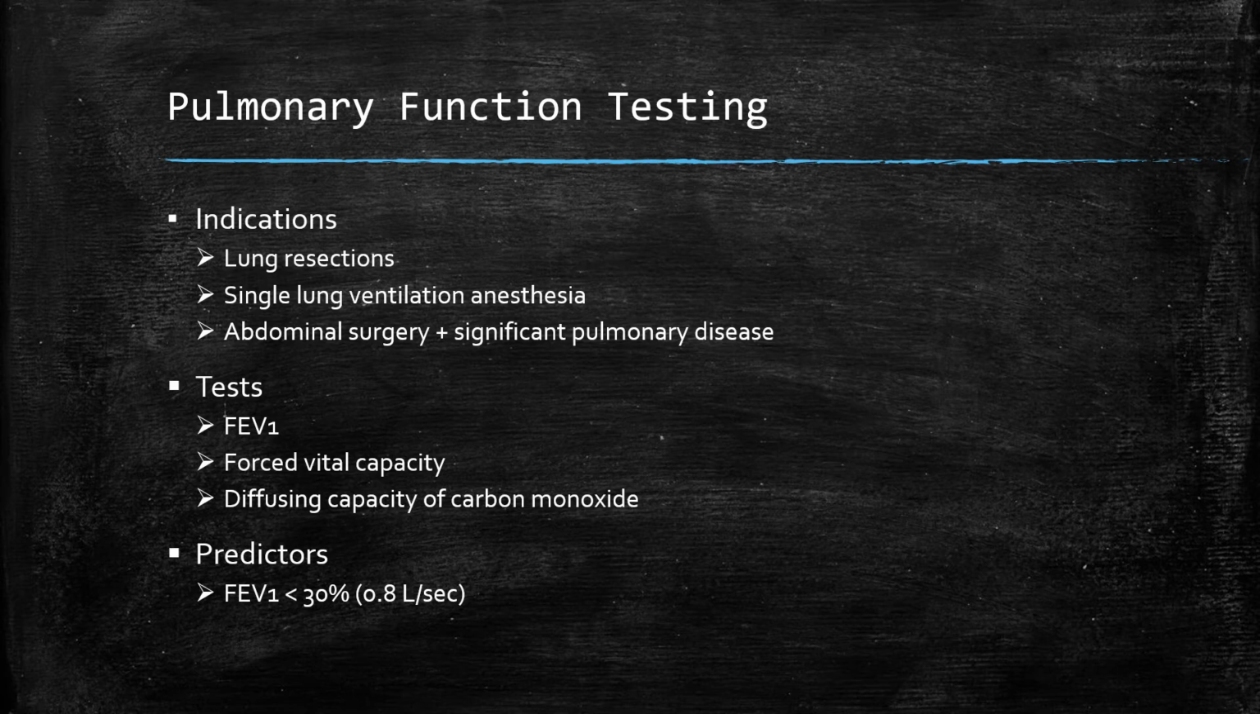The FEV1 represents the proportion of vital capacity that a patient can expire in the first second of a forced expiration. And so any patient who has an FEV1 of less than 30% has very significant underlying pulmonary disease and a very high risk of postoperative pulmonary complications.